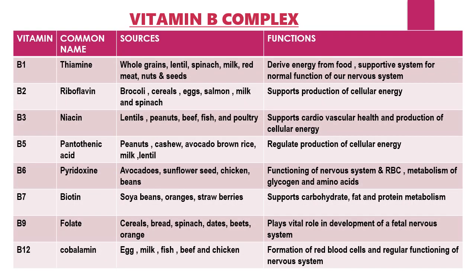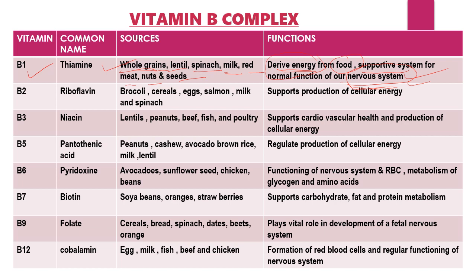Now look about the comparison among different B vitamins. The common name of B1 is thiamine. It is present in whole grains, lentil, spinach, milk, red meat, nuts, and seeds. Its main role is to derive energy from foods. And it is a supportive system for normal function of our nervous system, so that our nervous system works smoothly or normally.